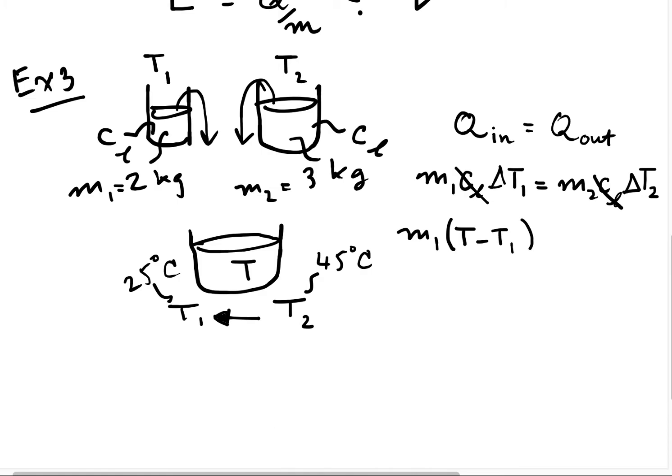And for the T2, on the right hand side, I forgot the minus sign here. What this minus sign means is that the heat is coming out, so we write down this minus sign. Okay, so on the right hand side, we have minus M2 times T minus T2. So in this case, you are given M1, T1, T2, and M2. You need to do a little bit of mathematics and you should be able to find the final temperature T.